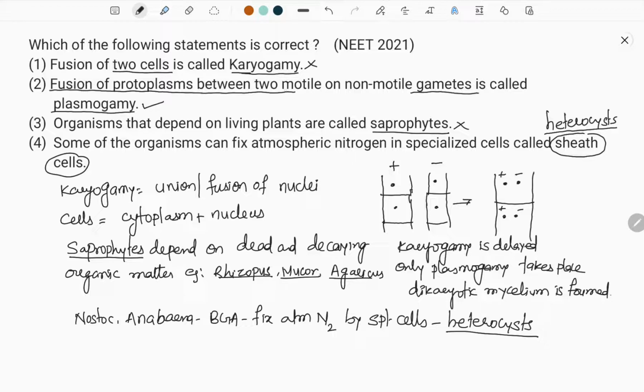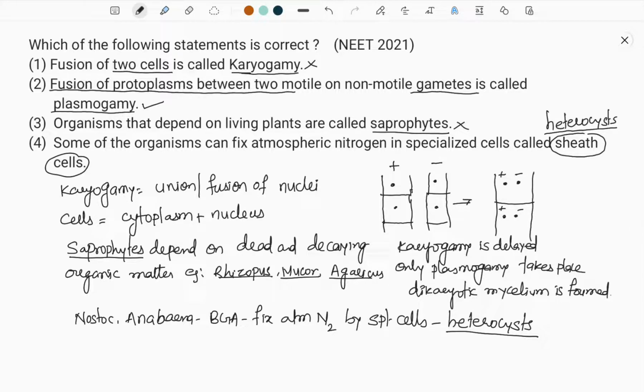So multiple concepts are asked here. Though it appears to be very simple, it's very difficult. But the answer that we are seeing, second statement, it is exact lines of NCERT. Fusion of protoplasm between two motile or non-motile gametes is called as plasmogamy. So while setting the question paper, you should have written this statement first, and remaining things, these wrong statements, are written later, because you see the first statement, fusion of two cells is called karyogamy. No, fusion of two nuclei is called karyogamy.